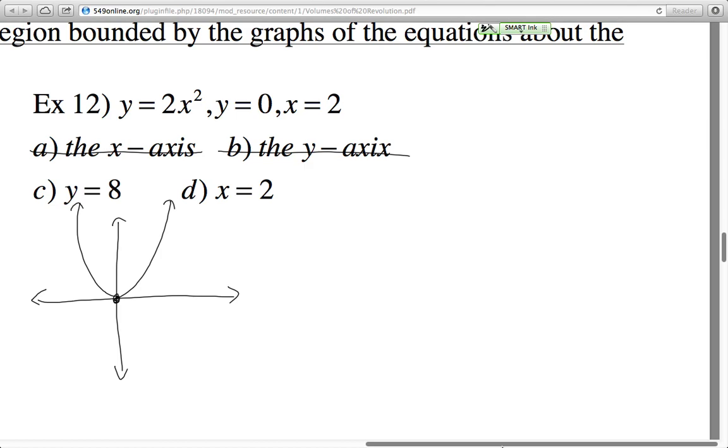I've graphed my parabola. We're after, what's the first step always? You gotta find the region. You gotta find the shaded region. You have to find the area first. If you can't find the area, you can't do a volume. Okay? So we got that.